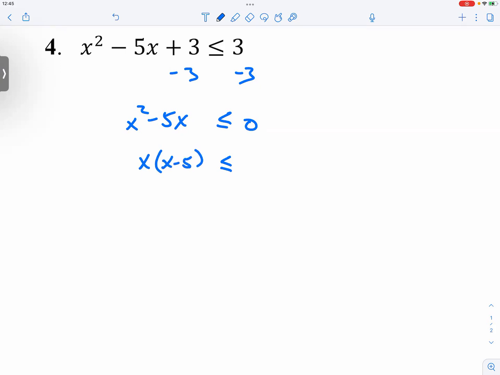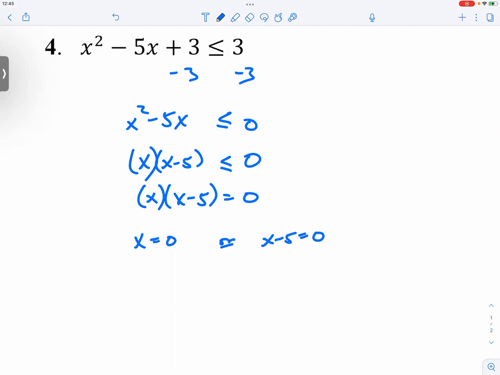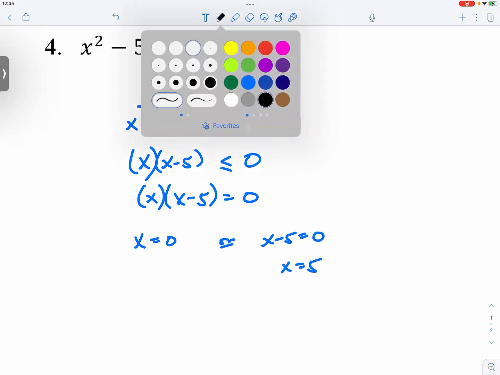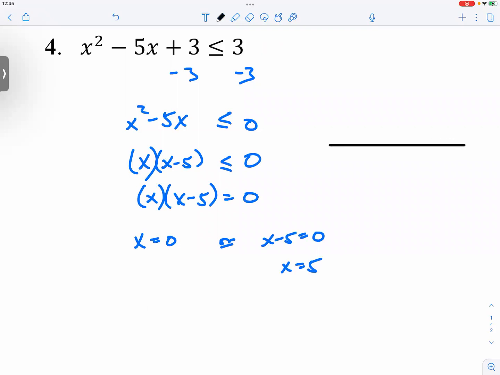Okay, so you have x times x minus 5, it's less than or equal to 0. And like before, you're more than welcome to put a pair of parentheses around x. So this is the scenario that we're getting. So we say x could be 0 or x minus 5 could be 0. So therefore, we got our roots and our critical values. They are 0 and 5.